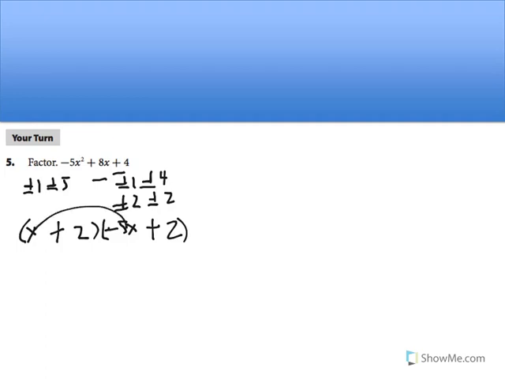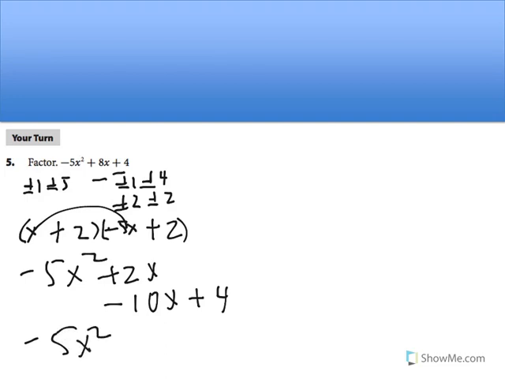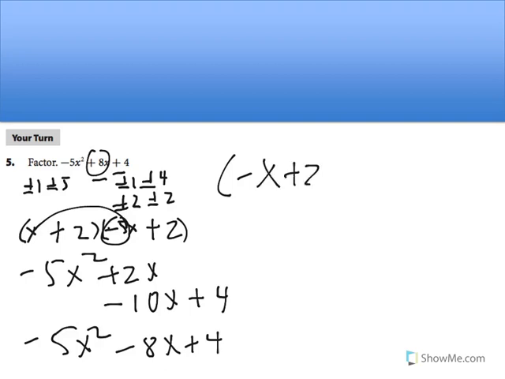So then we test. This gives us negative 5x squared, this gives us a positive 2x, this gives us a negative 10x, and this gives us a positive 4. When we work this out, this gives us negative 5x squared minus 8x plus 4. But we want a positive 8, which means we need to switch the negative here. So let's try negative x plus 2 times 5x plus 2 and see if it works.